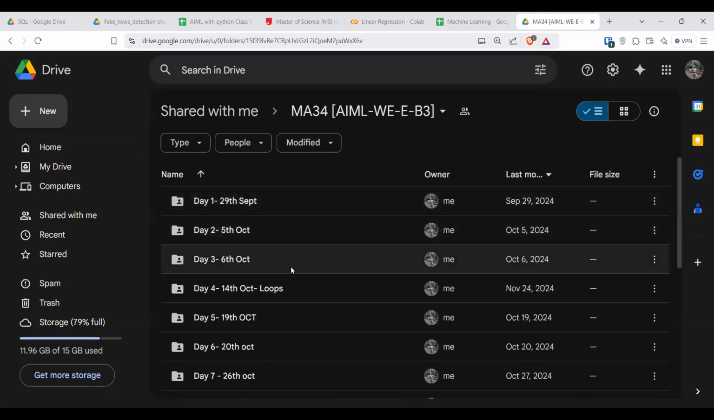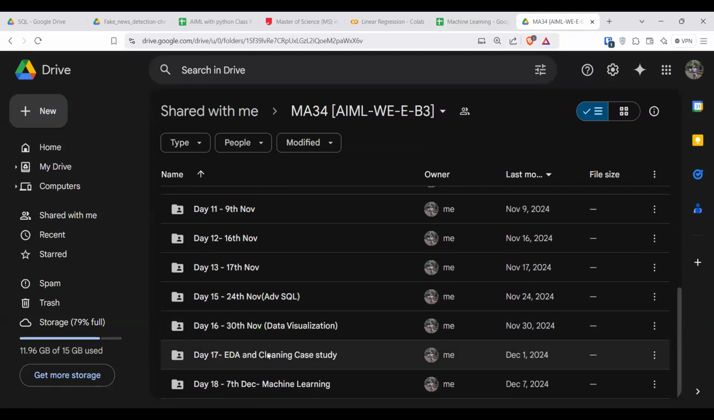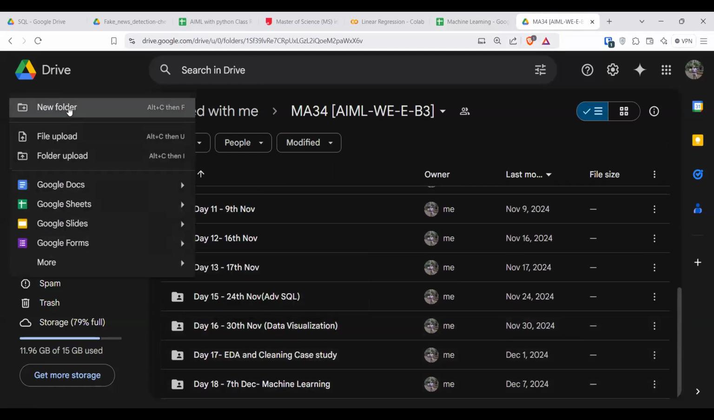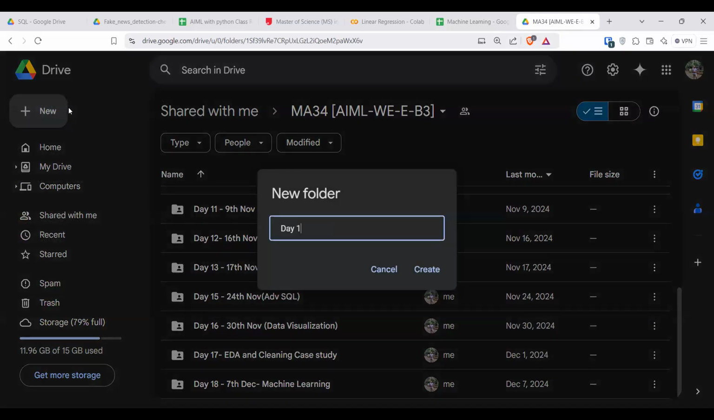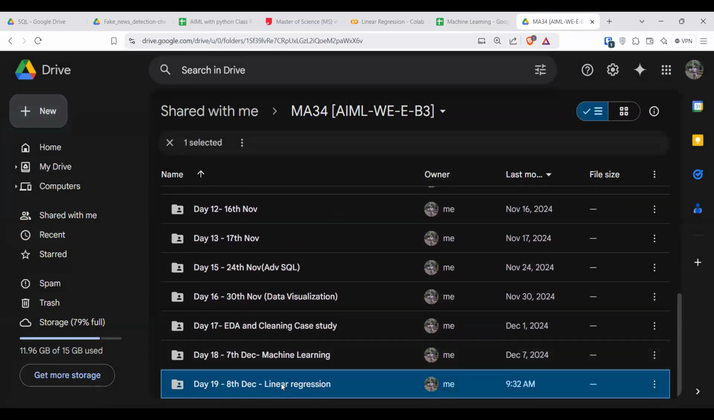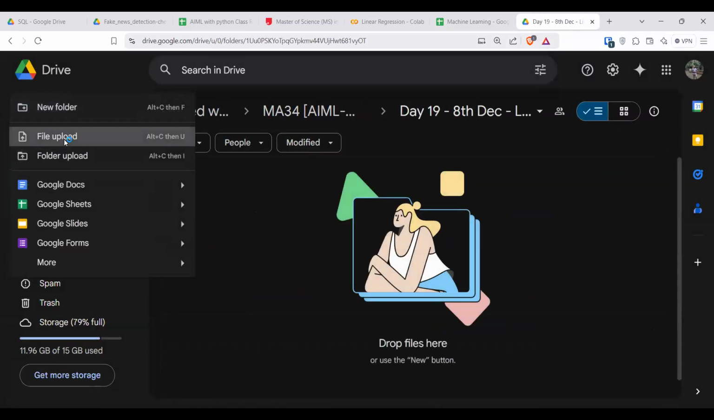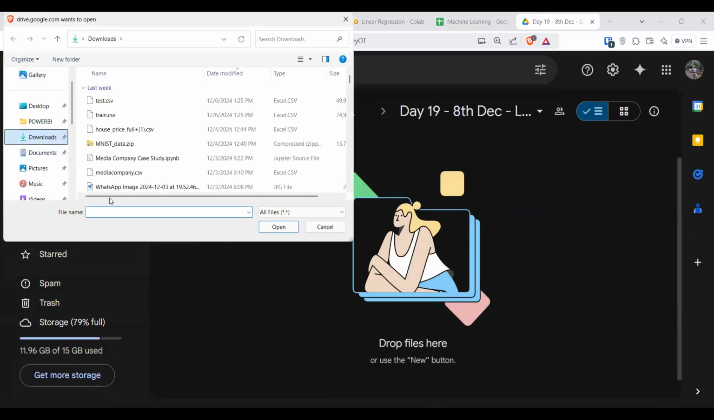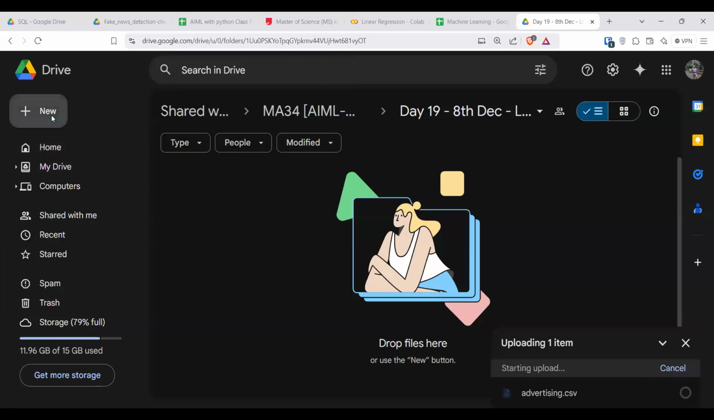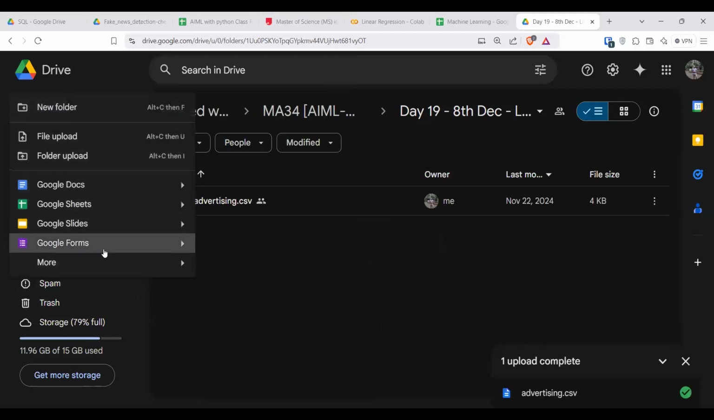So the first one is your, just a minute, let me create a new folder, day 19, 8th December, linear regression. And here you will require data, so I'll just upload that. Advertising, this one. And we'll create a new Colab notebook.